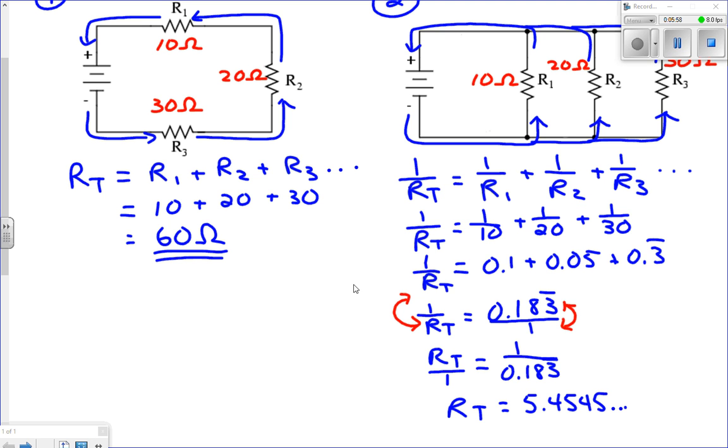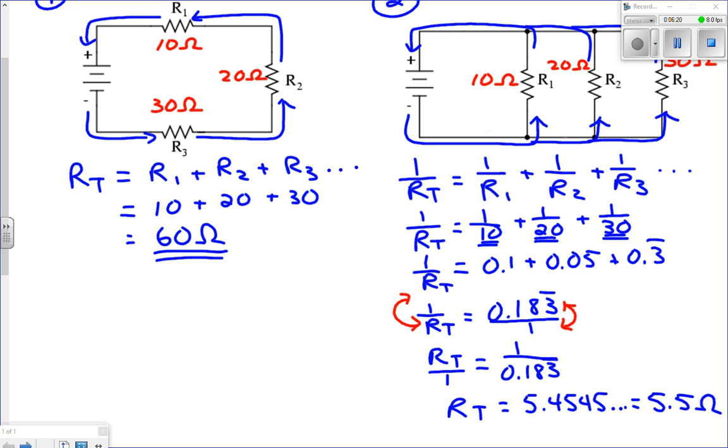Okay, so that's just going to go on and on and on. To round this off, I need to round it to 2 significant digits. The reason I round it to 2 significant digits is each one of the values I input that was measured in the equation has 2 significant digits. So my final answer will have 2 significant digits. So that would be equal to 5.5 ohms.